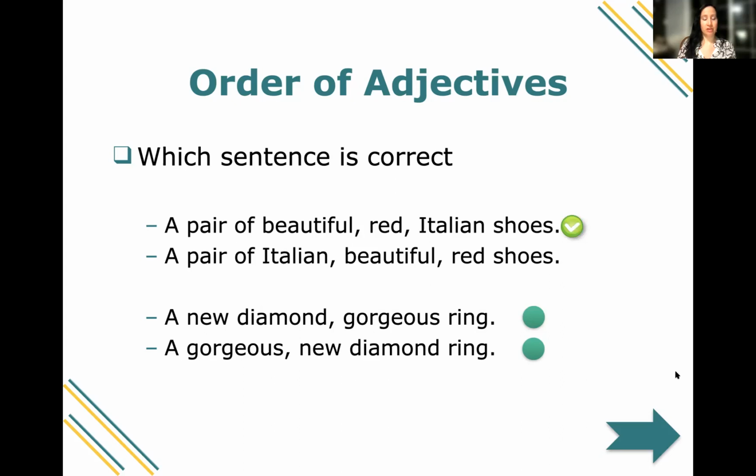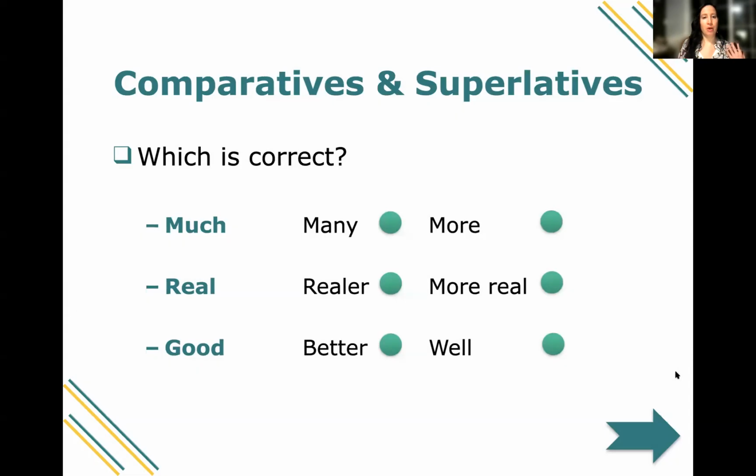Let's do this one. Would it be a new diamond gorgeous ring? Or would it be a gorgeous new diamond ring? It would be a gorgeous new diamond ring. Okay. Now you just have to kind of memorize them, or if you just say them out loud, it'll start to make more sense to you. It becomes a flow.